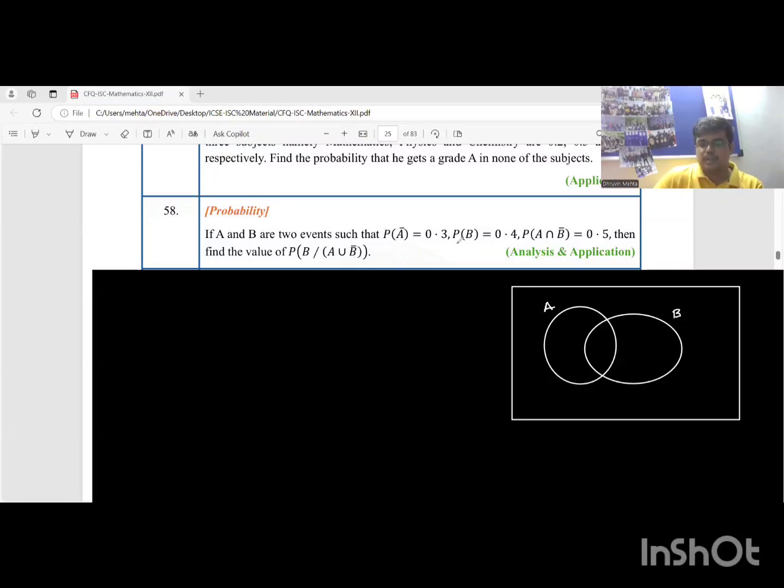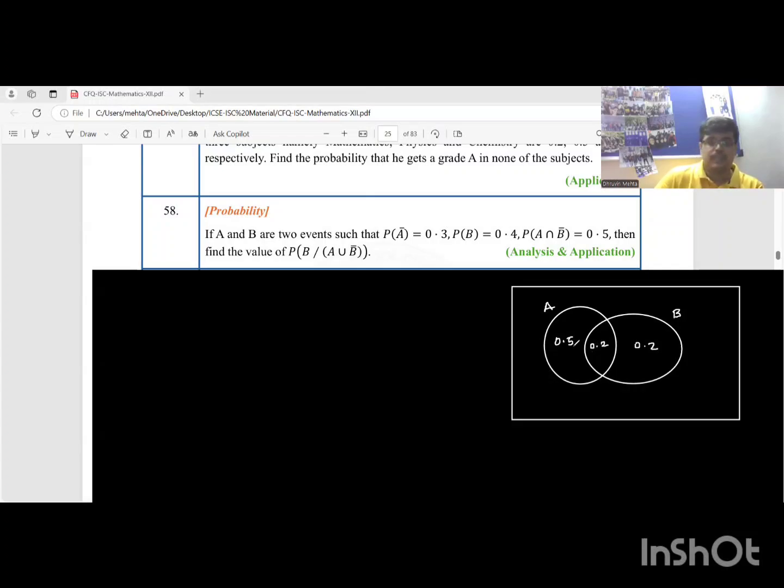So P of A dash is 0.3, P of B is 0.4. A intersection B dash, students. A intersection with B dash. Now B dash is this. So do you understand, A intersection B dash is this part of A, which does not include the intersection of A and B. So therefore, this part is 0.5. P of A dash is 0.3, students, which means P of A is 0.7. If full A is 0.7, do you understand? The intersection will be 0.2. Further, students, P of B is given 0.4, which means this part of B is only 0.2 because 0.2 is taken away by the intersection.